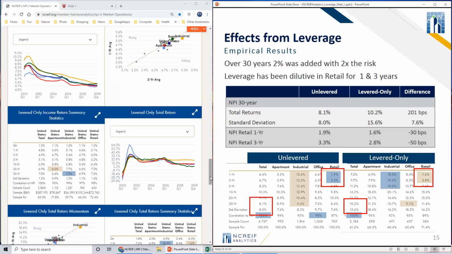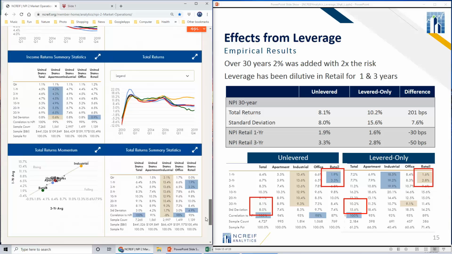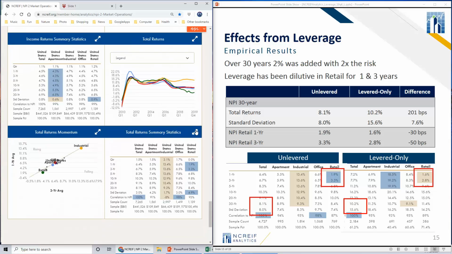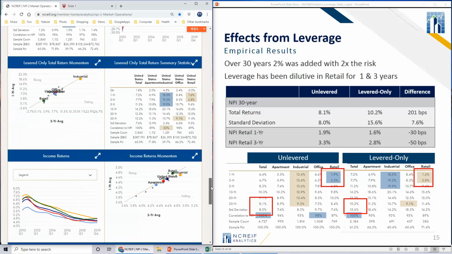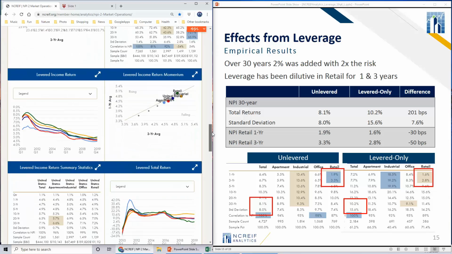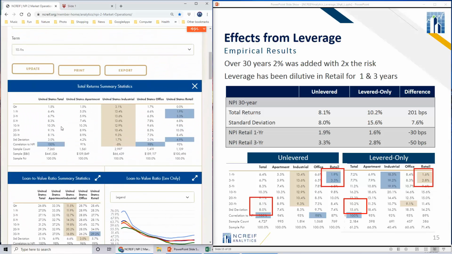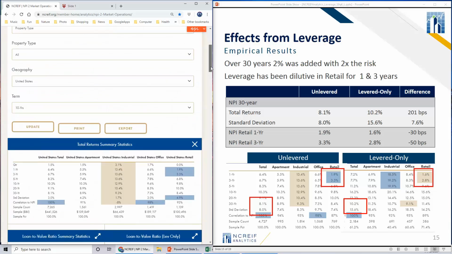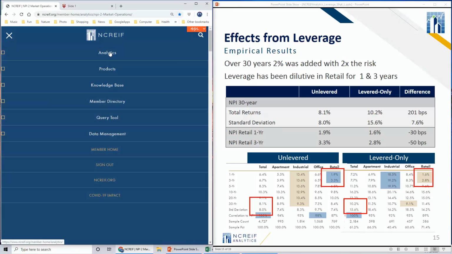Let's focus on the differences between the unlevered and the levered-only statistics. Note the 30-year NPI unlevered total return is 8.1% with a standard deviation of 8%, whereas the 30-year levered-only total return is 10.2% with a standard deviation of 15.6%. That's a 201 basis point increase in returns with the volatility nearly doubling.